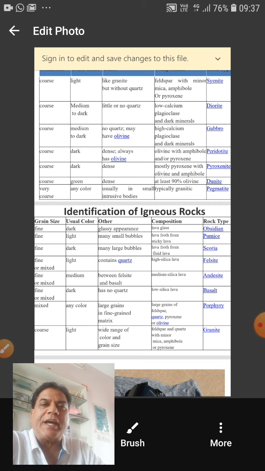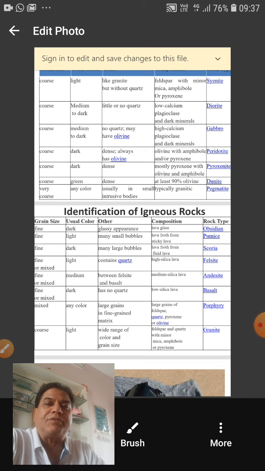Leucocratic rocks are those which have 0 to 30% dark minerals, means more than 70% are felsic minerals, so they are light colored rocks. The second category is mesocratic, means 30 to 60% are dark minerals, that is mafic minerals. So you can say in simple terms that the rock is composed of almost 50% mafic minerals and 50% felsic minerals. So we can broadly categorize the rock as being from diorite to gabbro.